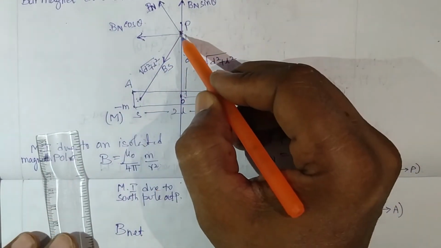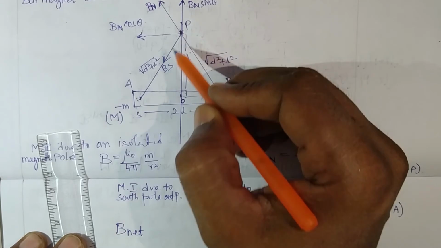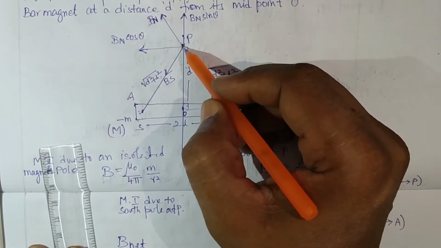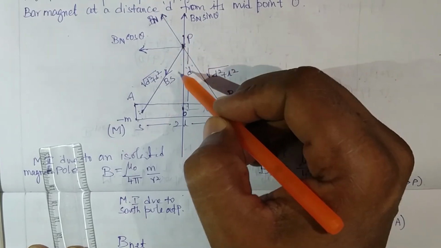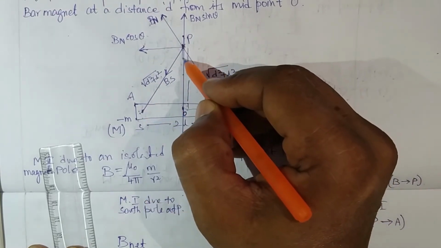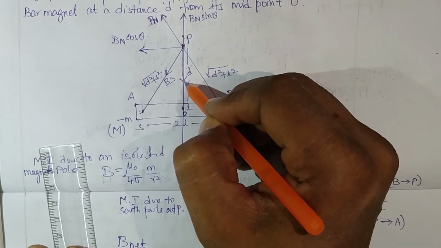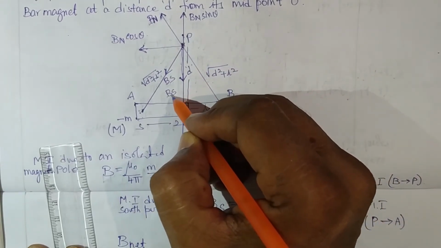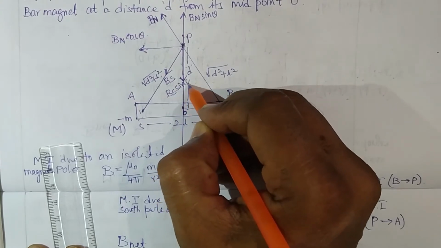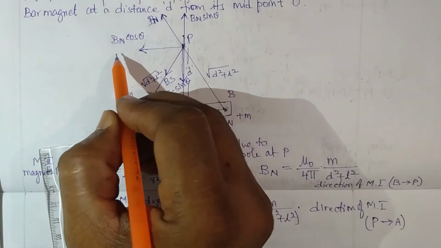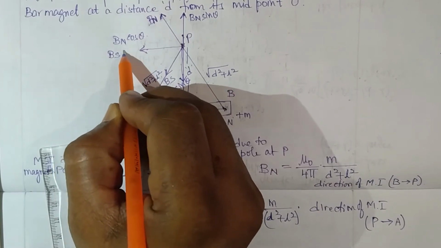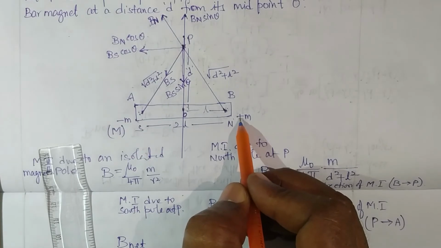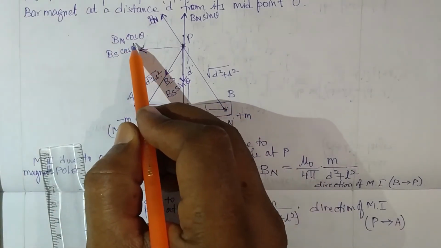Similarly, the magnetic induction at this point due to the south pole. To calculate this one, if I draw the vertical component of this south pole, it will be in this downward direction. It will be Bs due to the south pole. Vertical component will be Bs sin theta, and the horizontal component will be Bs cos theta.